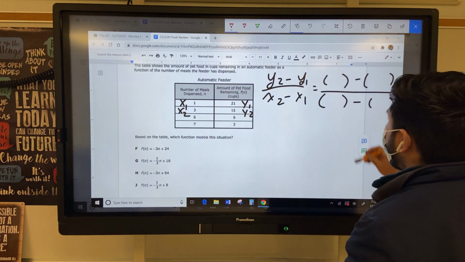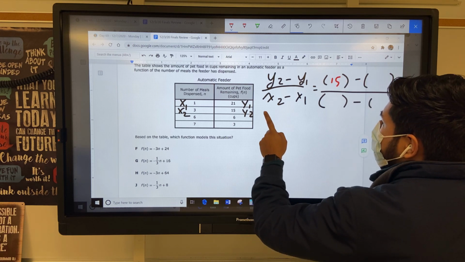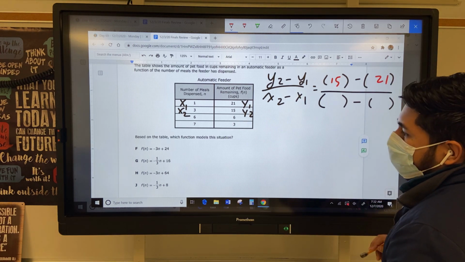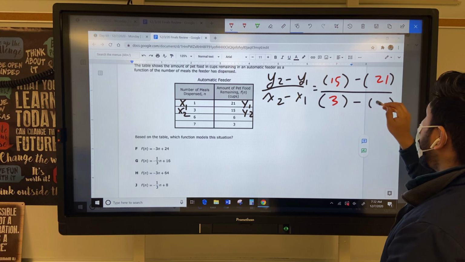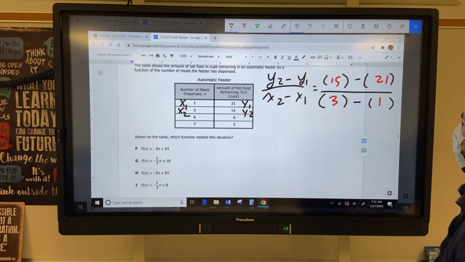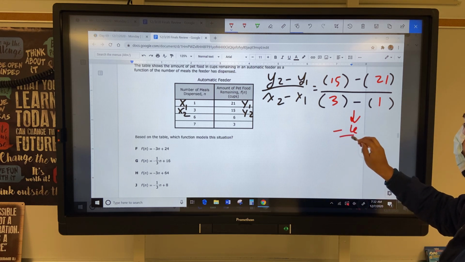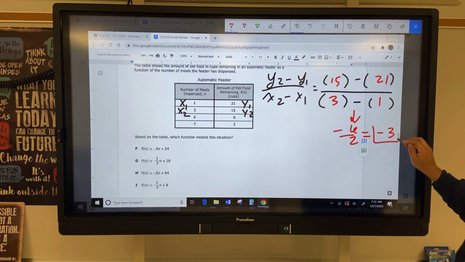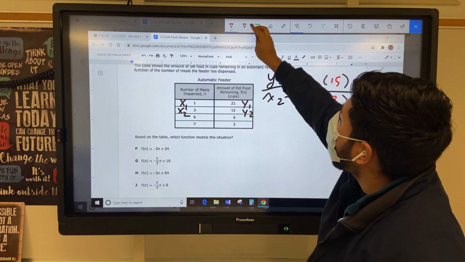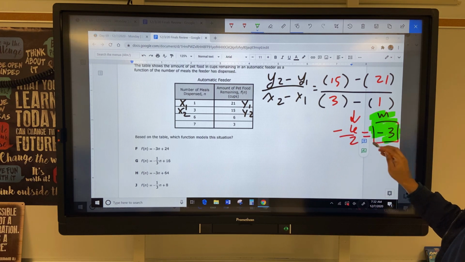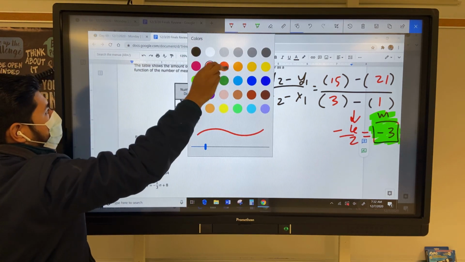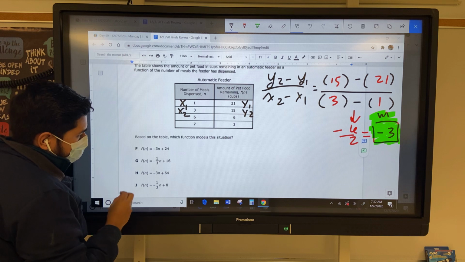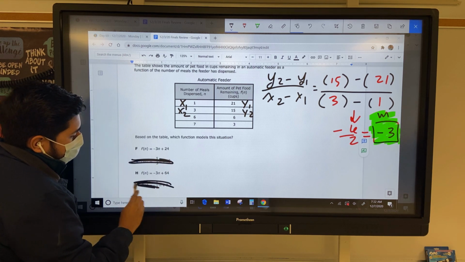Y2 is 15. Y1 is 21. X2 is 3. X1 is 1. Put it in your calculator, you should get -6 over 2, which is just -3. This is my slope. Since I know this is my slope, I should be able to come over here to these answer choices and cross them out. -3 is only in F and H, so I can cross out this one and this one.